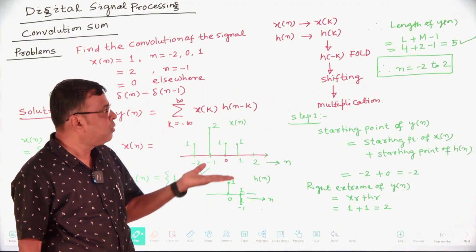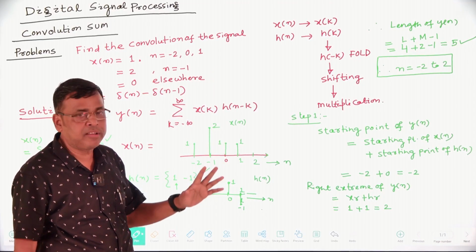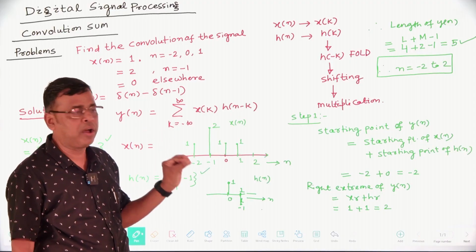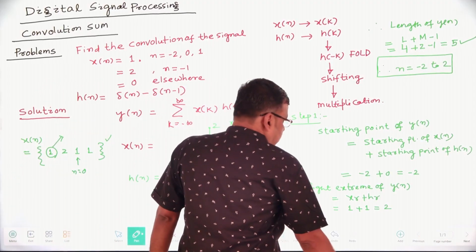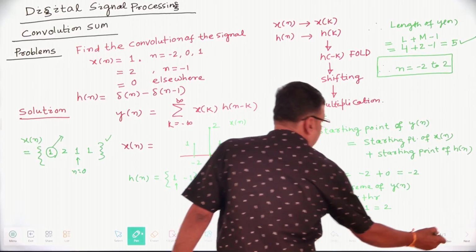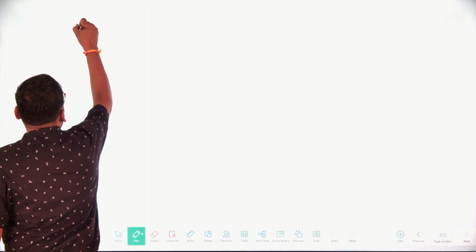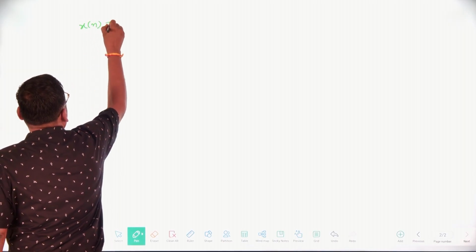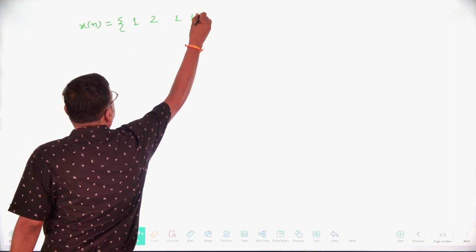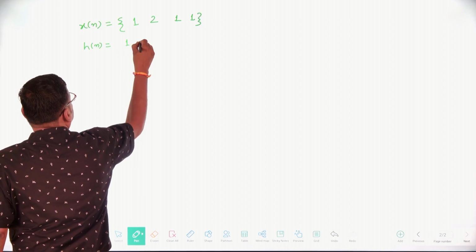Then we come to how to do folding, shifting, and multiplication for each different value of n: -2, -1, 0, 1 and 2. Next, here x of n is 1, 2, 1, 1. H of n equal to 1, minus 1.